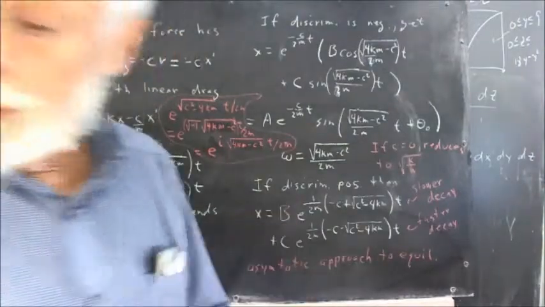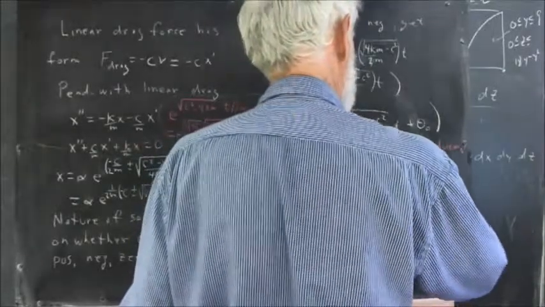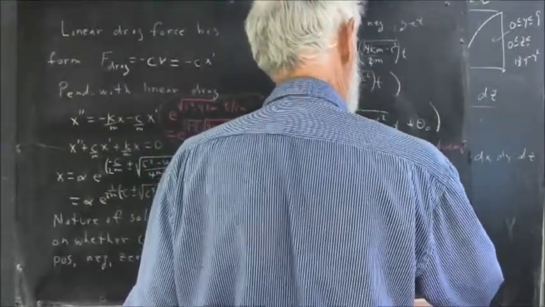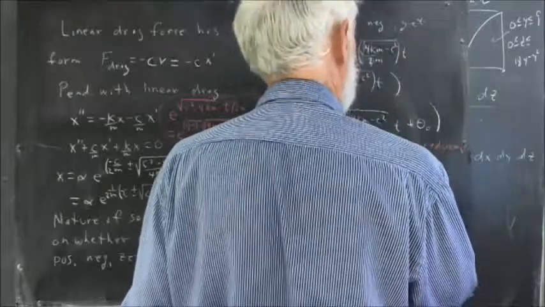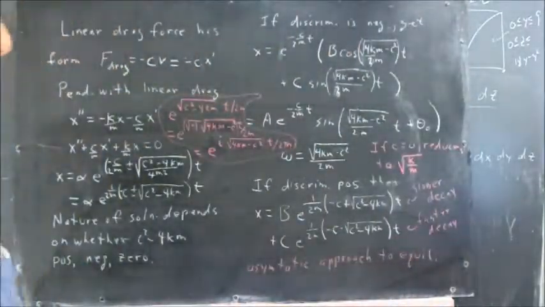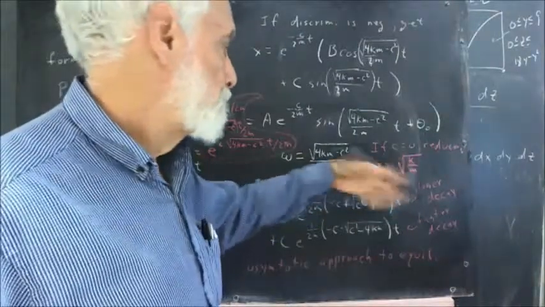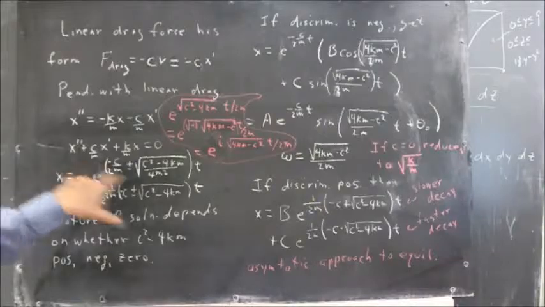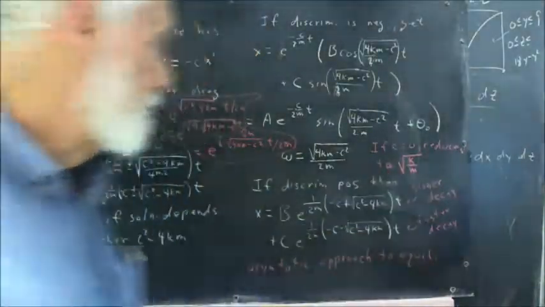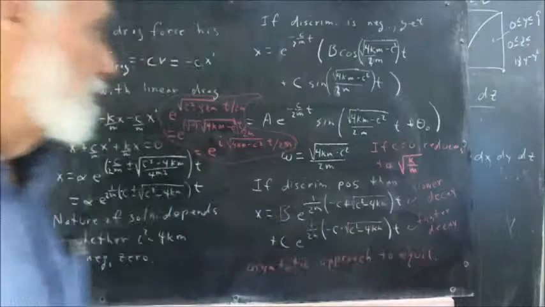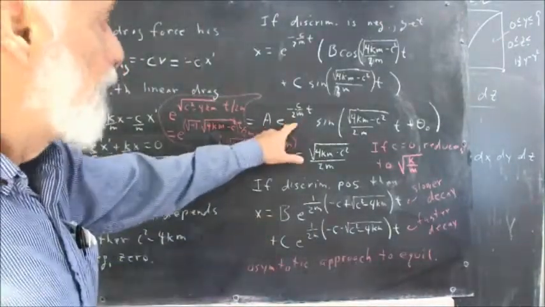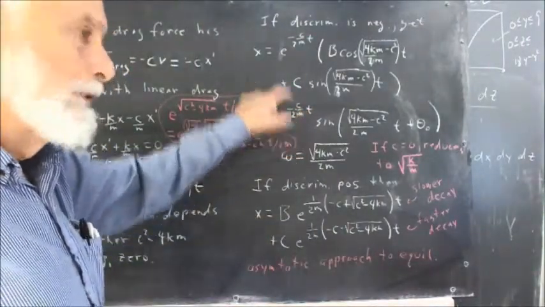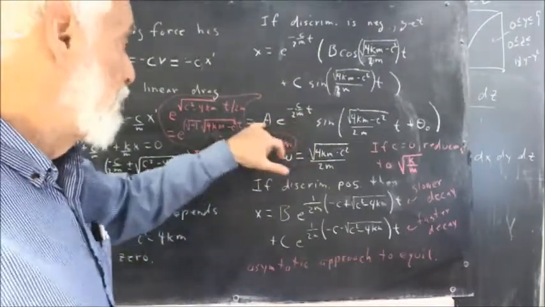Now, if c equals 0, this reduces to what it should, because if c equals 0, that means you have no drag force. And if you have no drag force, then you just have the case that we had earlier, a simple harmonic motion without this term here. And that gives us omega equals the square root of k over m. And of course, if c equals 0, e to the negative c over 2m times t is e to the 0, which is 1, and we get just a times the sine of omega t plus theta naught.